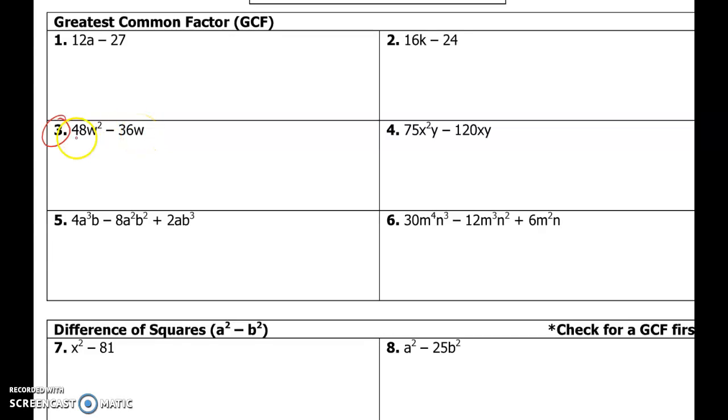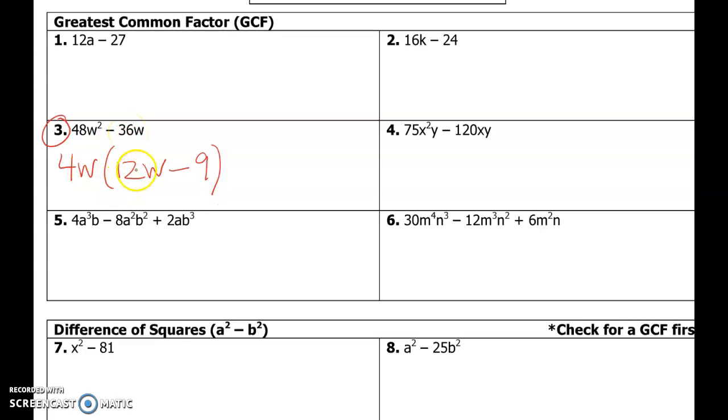So the first thing I think of is the number 4, I believe, goes into both of these. And so I'm looking for the greatest common factor. Is there another number greater than 4? Not that I can think of, so I'm going to try 4. And then there's w squared and w, so I'm going to take out a w. So if I do that, I divide and I get 12w minus 36 divided by 4 is 9, and the w's will reduce.